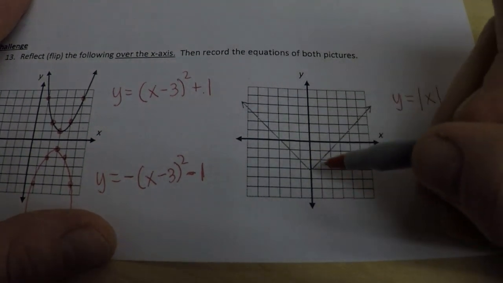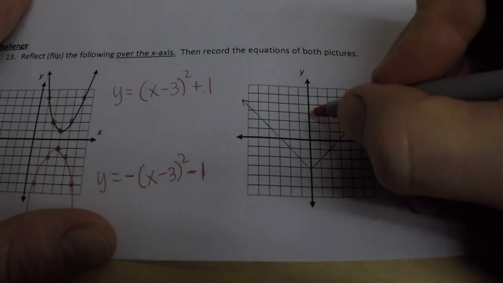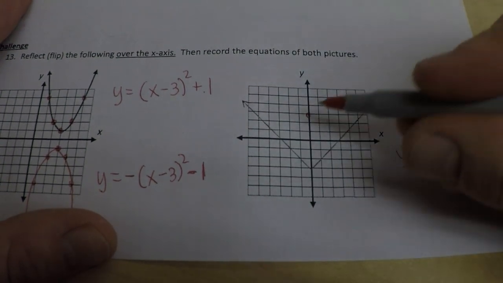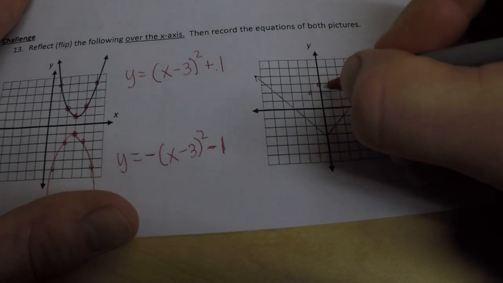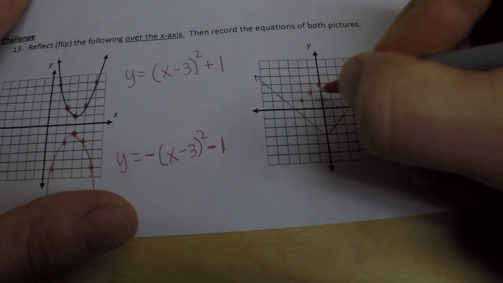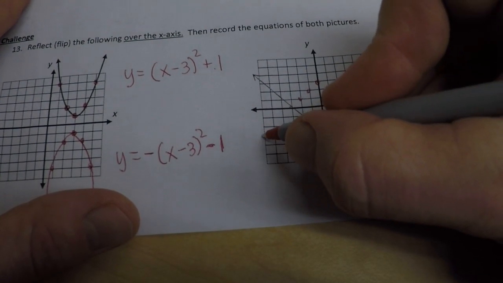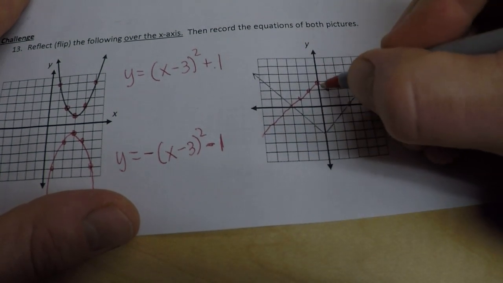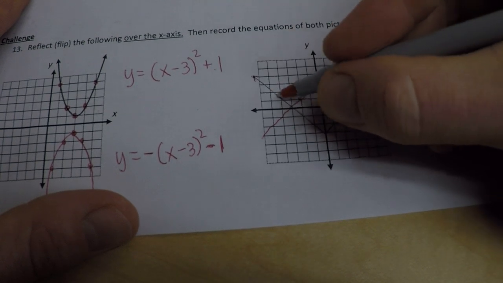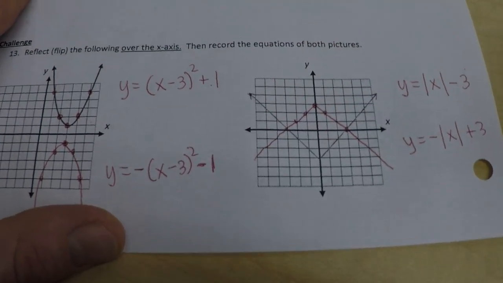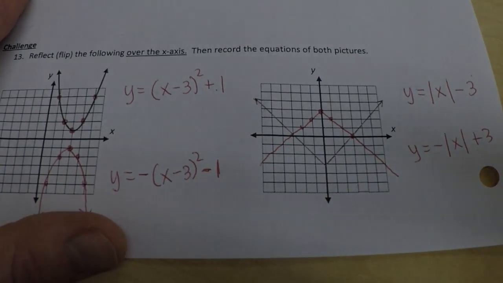So let's see if that works. So instead of going down 3, we'll go up 3. So 1, 2, 3, put a dot. And instead of growing up, we will grow down normally. So we can go out 1, down 1, out 2, down 2, and so on. And we can see that it does make that reflection. Every point that was below ends up above, and every point that was above ends up below. Okay. Now you're able to do the high challenge worksheet.